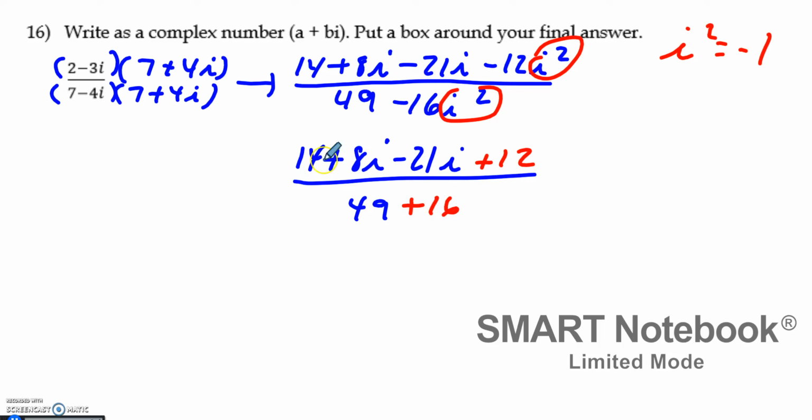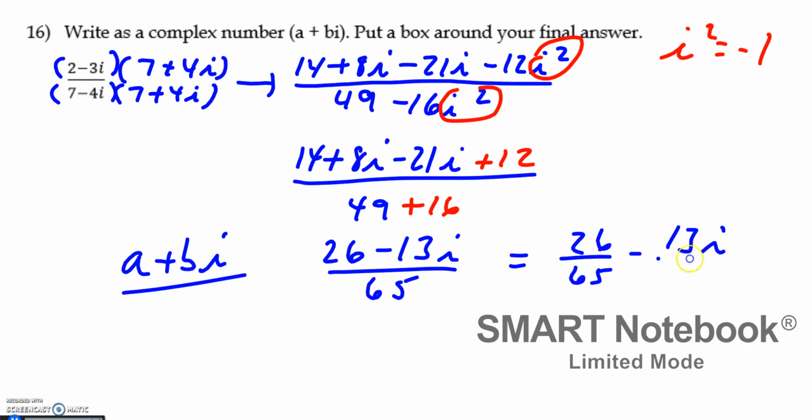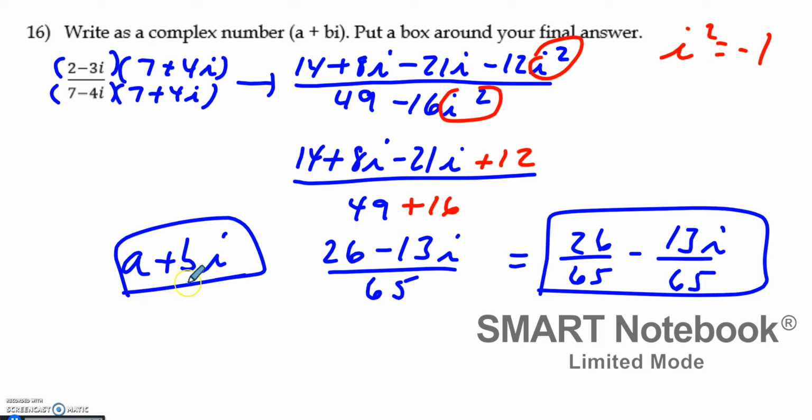So 14 plus 12 is 26. 8i minus 21i gets me negative 13i, all over 49 plus 16, which is 65. Is there a greatest common factor in all of these? No, there's not. But because this is a complex number, we want our answer to be a plus bi. So the best way to write this answer would be 26/65 minus 13i over 65. Correct answer in complex format.